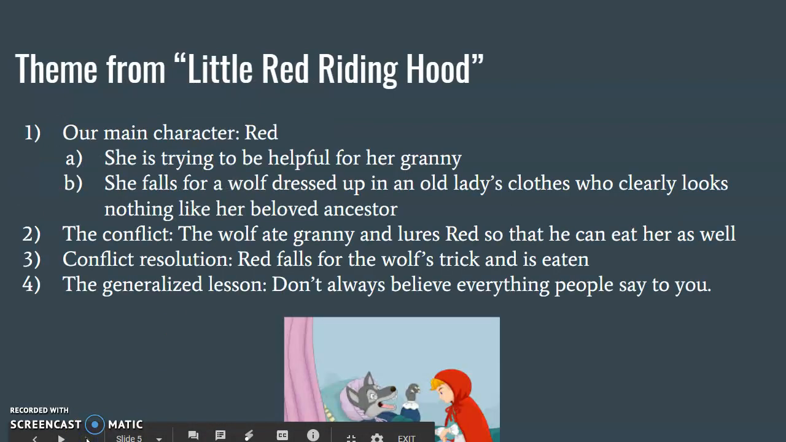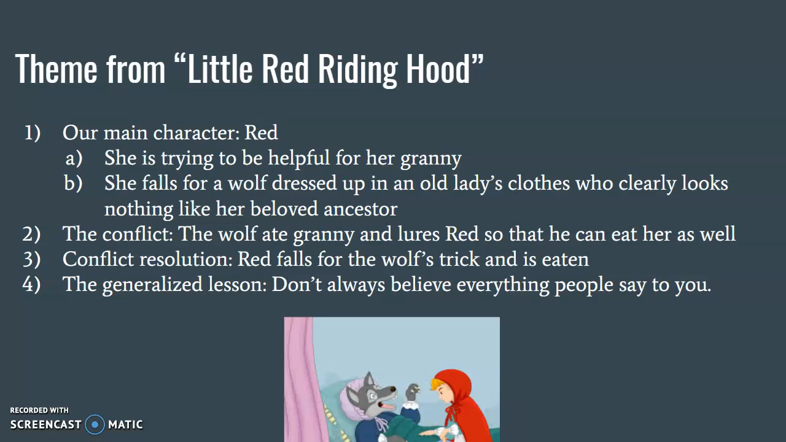So let's dig one apart here for Little Red Riding Hood, a story that hopefully you know, at least in the background of your life, you've heard it a couple of times. So our main character, it's Little Red Riding Hood, right? So we know she's taking goodies to her grandma. So she's trying to be helpful when her granny's sick.